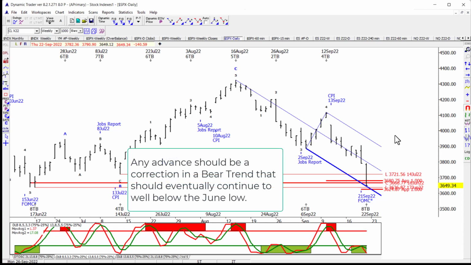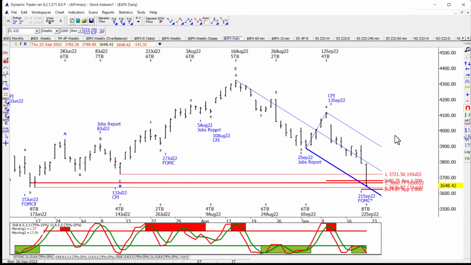But that advance should be a correction, and we would then focus all of our attentions on identifying the end of that correction. So next week, look for a potential reversal and then a reversal confirmation and probably sideways up for at least several days. So that's what we're looking at over the next week or so. And keep in mind, we're not forecasting anything. We're identifying the technical position of the market.